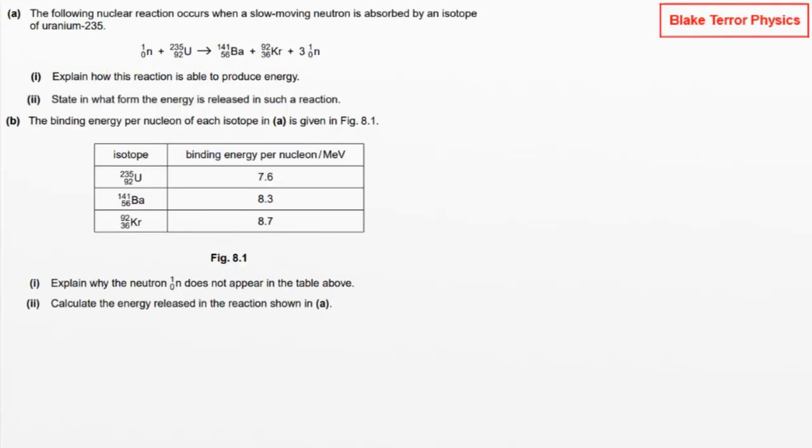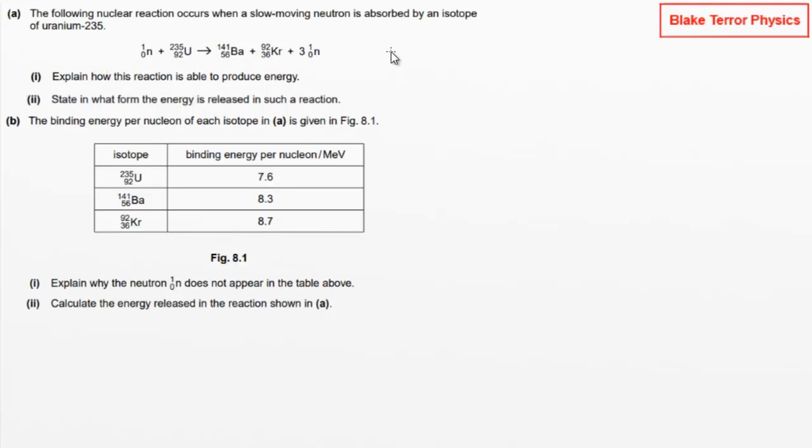Hello, here's another trio of nuclear physics, radioactivity, particle physics types questions. The following nuclear reaction occurs when a slow-moving neutron is absorbed by an isotope of uranium-235. So this is our induced nuclear fission. Explain how this reaction is able to produce energy.